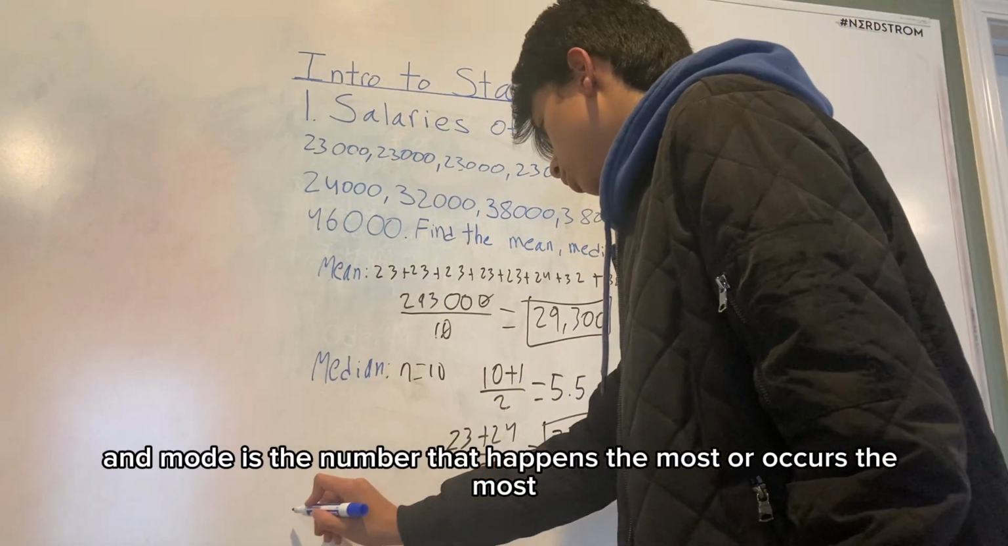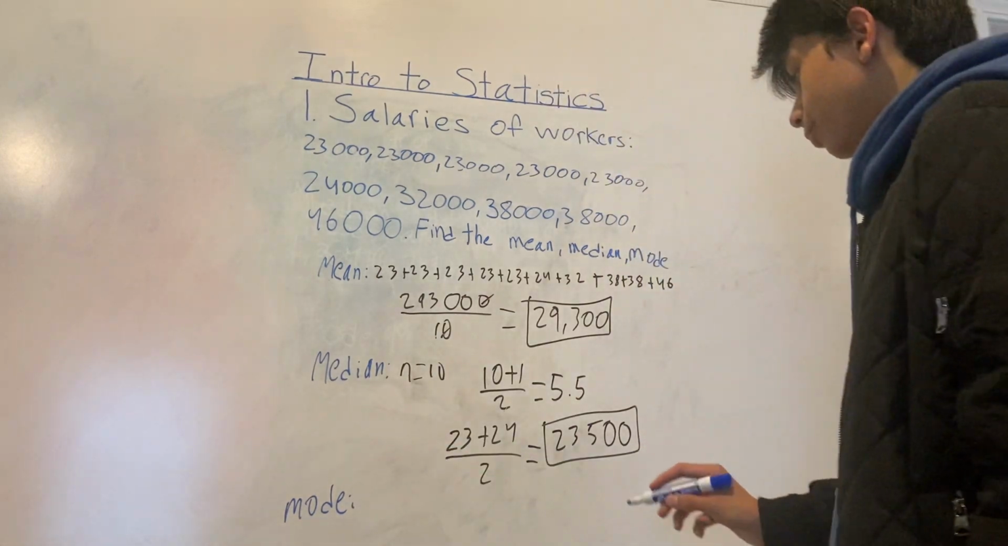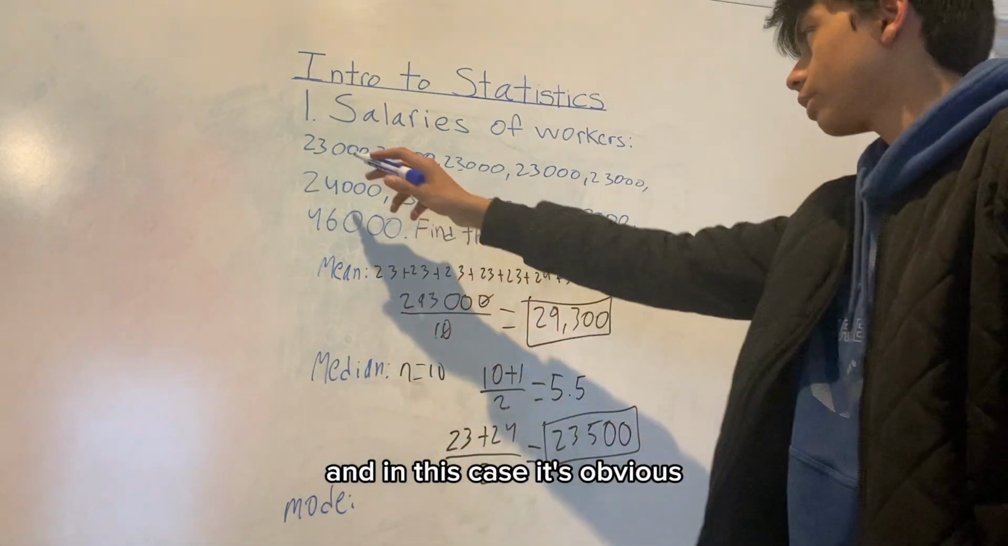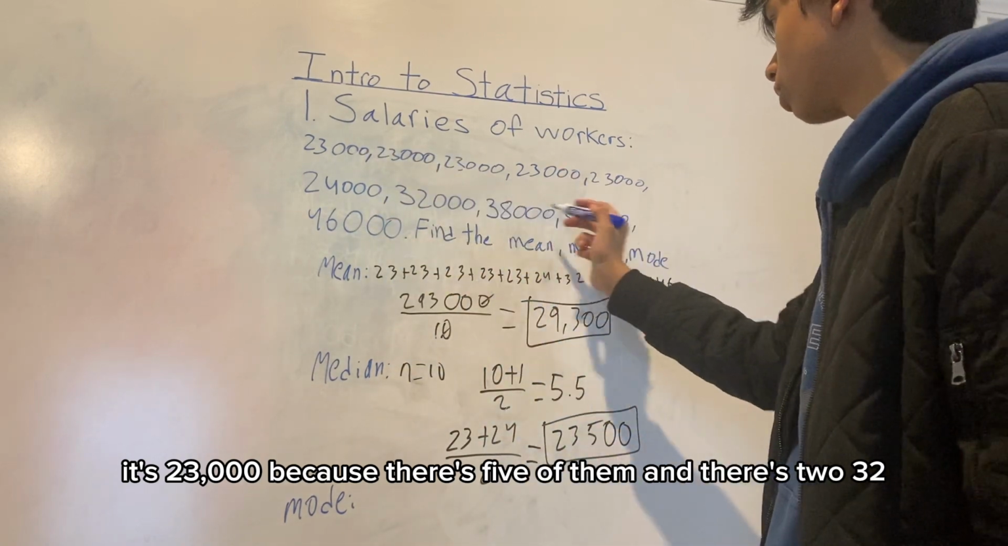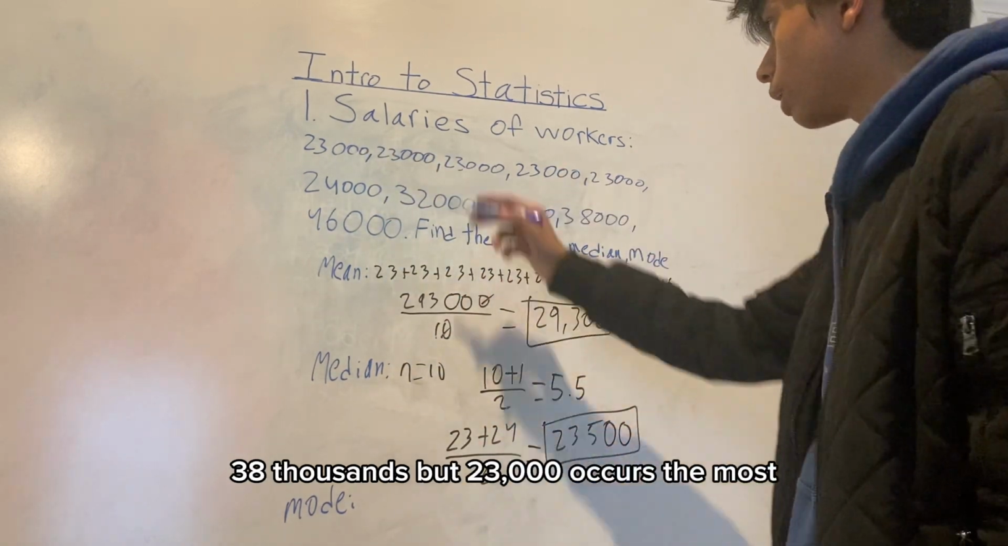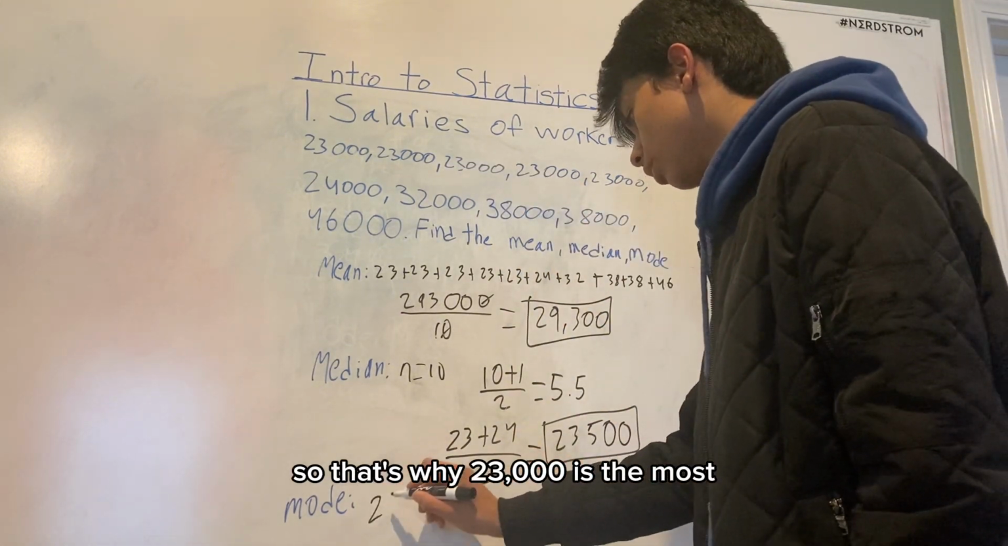Okay, and lastly, the mode. And mode is the number that happens the most, or occurs the most. And in this case, it's obvious it's 23,000 because there's 5 of them. And there's 38,000s, but 23,000 occurs the most, so that's why 23,000 is the mode.